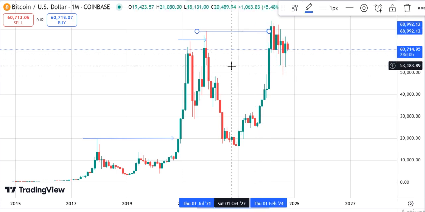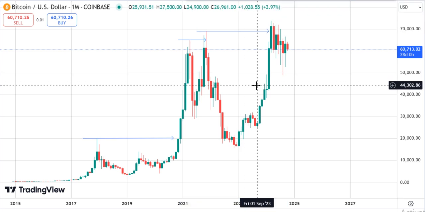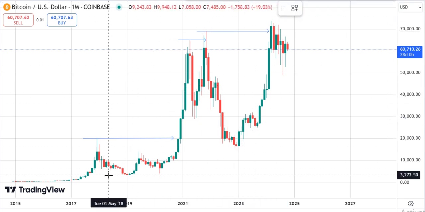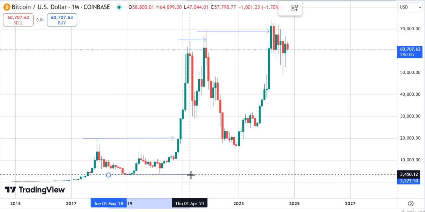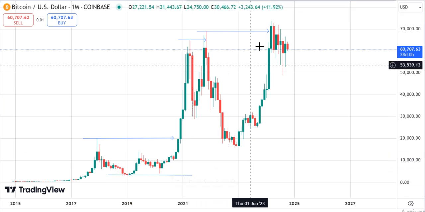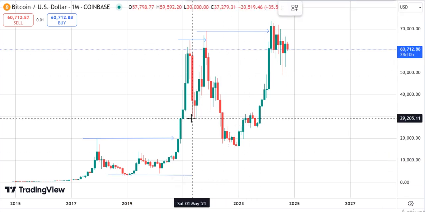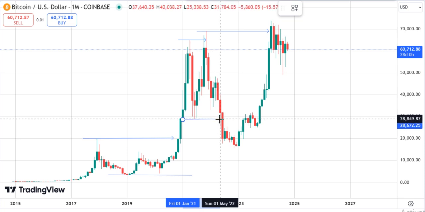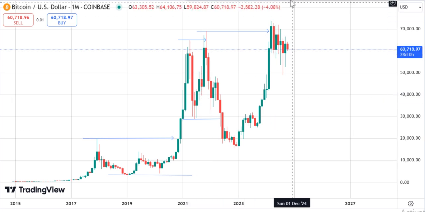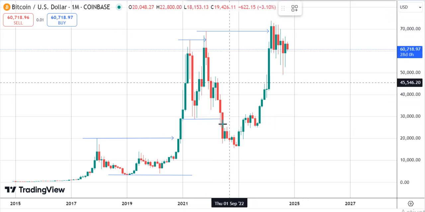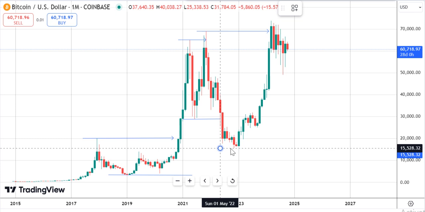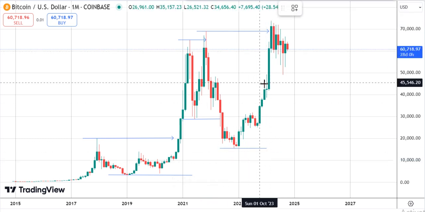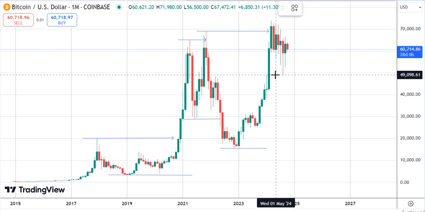So now, having marked this break of structure, one thing we can clearly see is we have to now pick the lows. Now this is a clear low, and then this is also a low, but it has been taken out, but still it's a low, and then this is also a low.